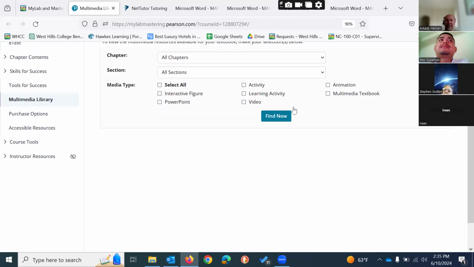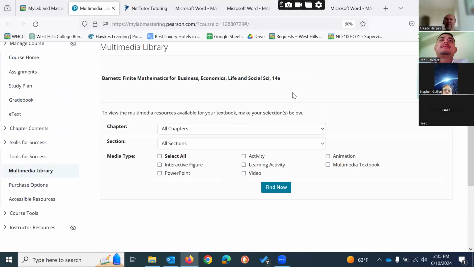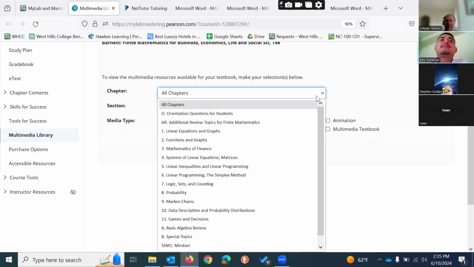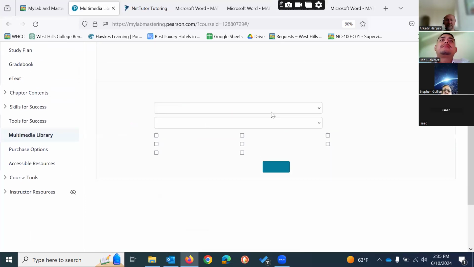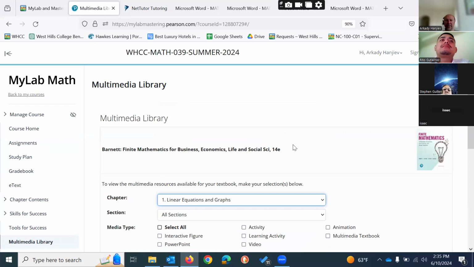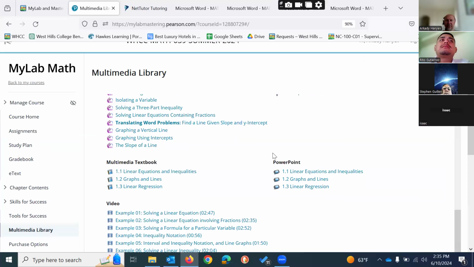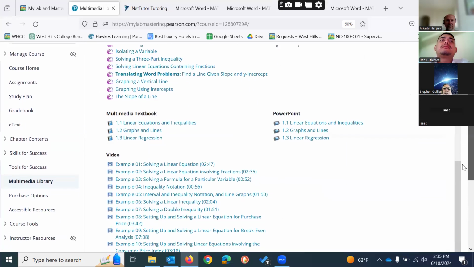So this right here is all the different things they have as materials for the course. So I would go to chapter 1, select all just for now, just because we can see all of them, and then find. There's a few things here that I want us to take a look at.